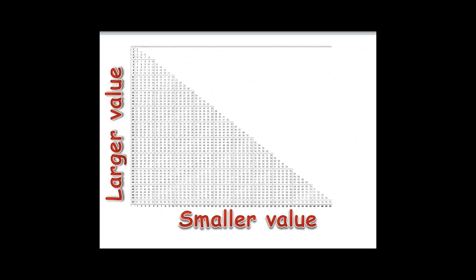Because of the way the chart was derived, the larger value is always located in the left side of the chart and corresponds to a row. The smaller value is located across the bottom of the chart and corresponds to a column of the chart. Remember, larger at the left and smaller at the bottom. The intersection of the larger valued row with the smaller value column is the combined value.